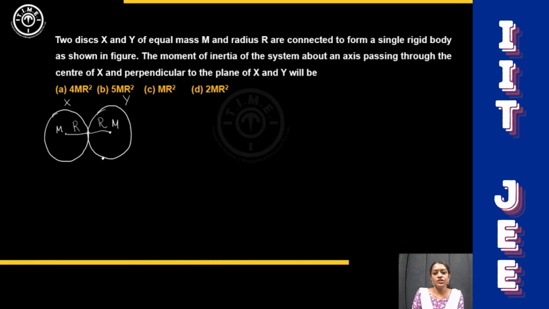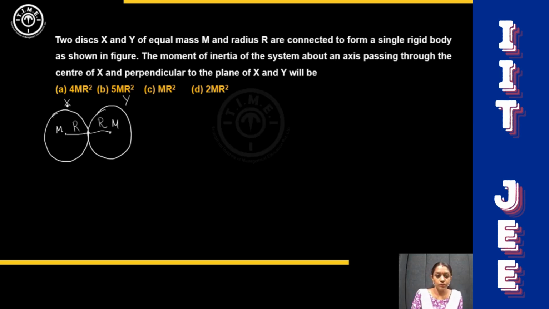Okay, so these two disks are connected to form a single body. Okay, so what you have to find is the moment of inertia of the entire system. System in the sense you are considering both the disks together. Okay, so we are asked to find the moment of inertia of the entire system about which axis. We are considering an axis passing through the center of X.